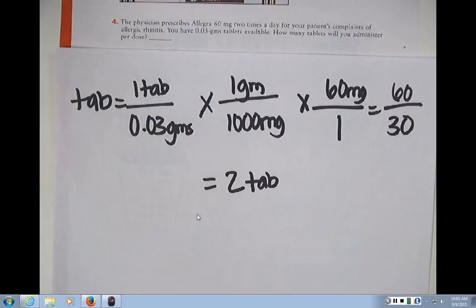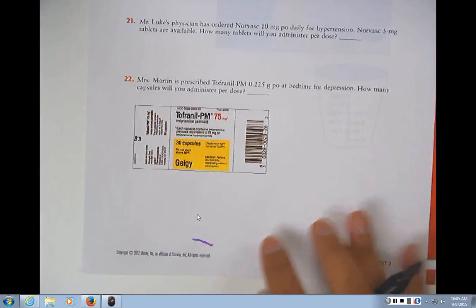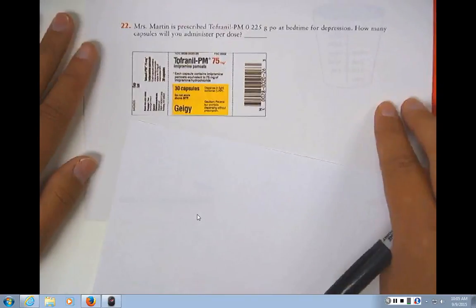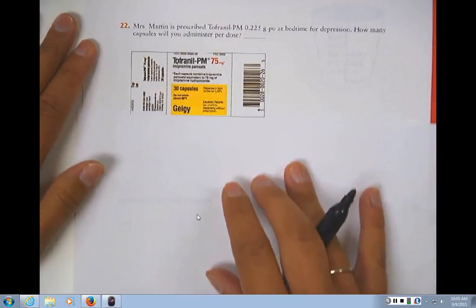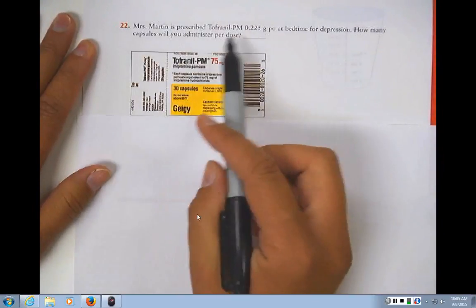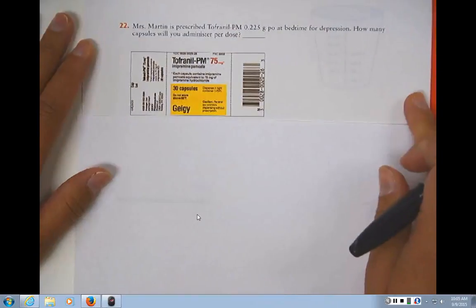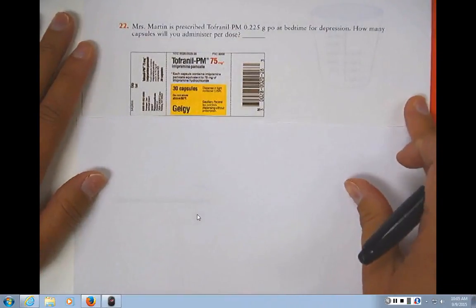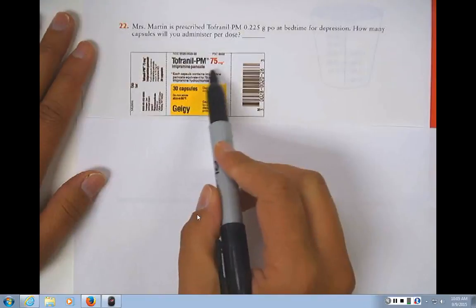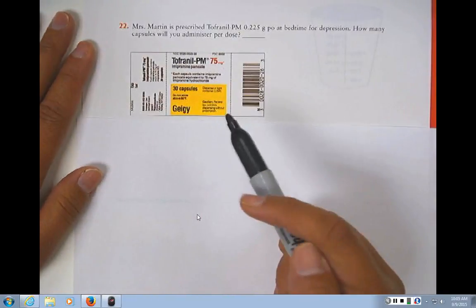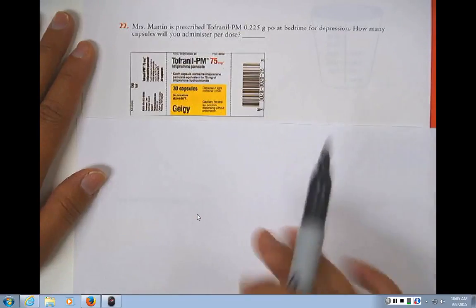Let me find it. 22 is a good one. Okay, on 22 it says Mrs. Martin is prescribed Tofranil PM 0.225 grams PO at bedtime for depression. How many capsules are you going to give? Well, my dose on hand is in milligrams. It says 75 milligrams per capsule, and my physician ordered it in grams, 0.225 grams of Tofranil.